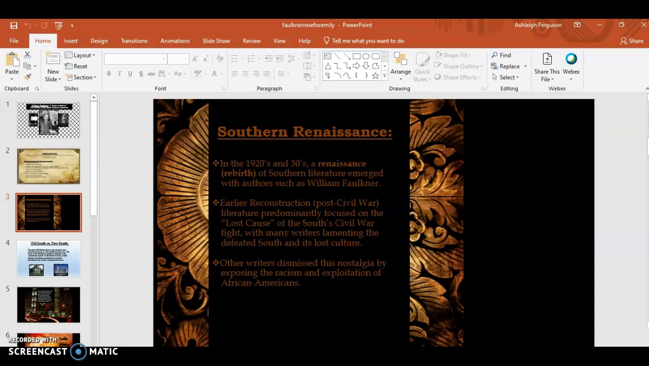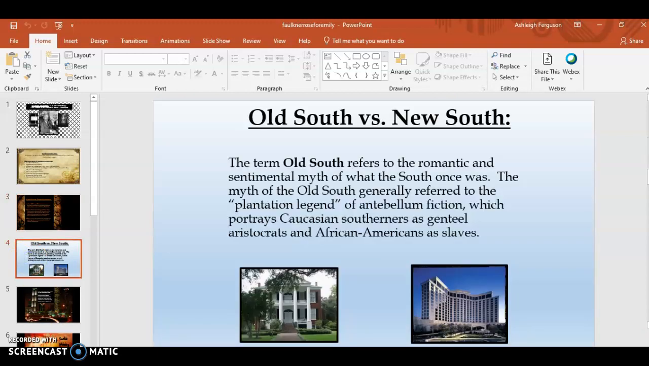William Faulkner wanted to do something unique. He wanted to use fictional work to offer social criticism of his region, the region that he knew. He was born and he was bred there. And in many ways, he wanted to create a setting that showed the conflict between that concept of the Old South versus the New South. The Old South, of course, referencing that romantic, sentimental myth of what the South once was, before the Civil War. The plantation legend, antebellum South. Think of Caucasian Southerners as genteel aristocrats and African American Blacks as slaves. That was the image of the Old South.